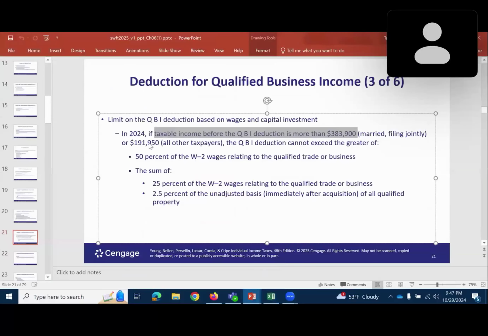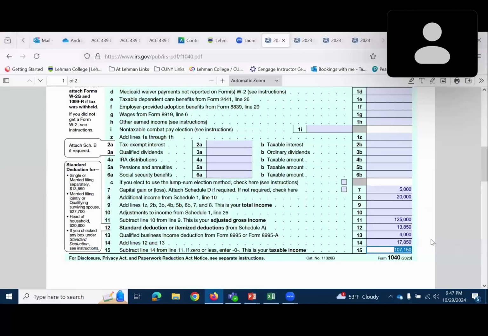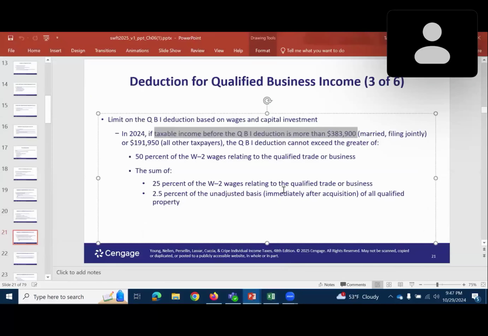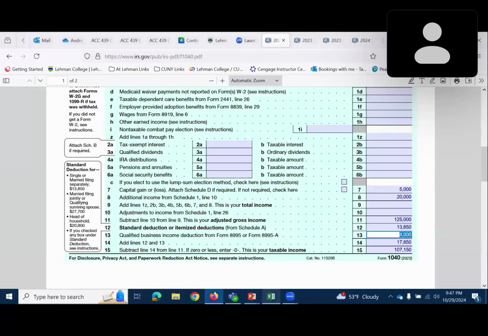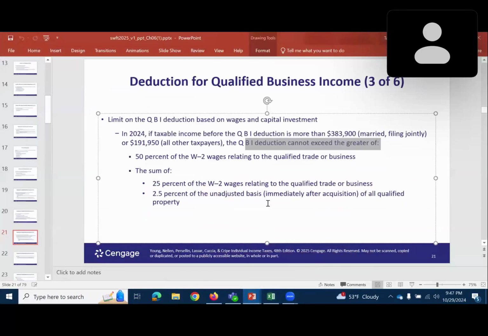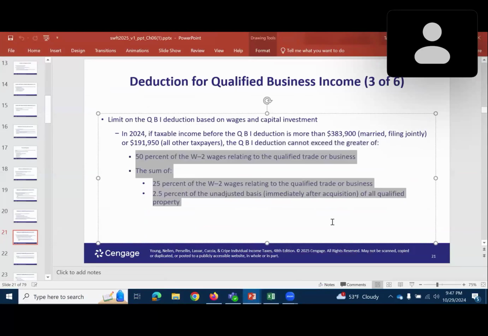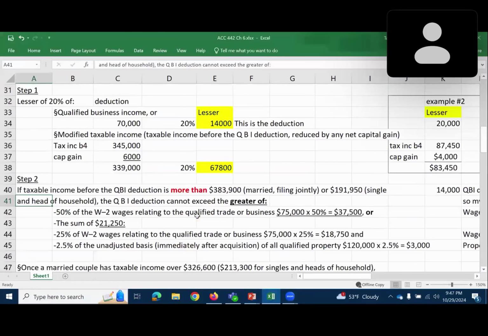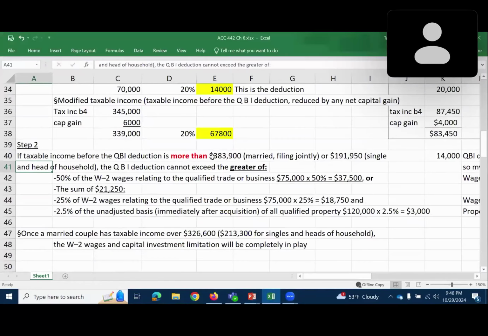So if your taxable income before the QBI deduction, this number before I calculate this number, is more than 383, or 191 if I'm single, my QBI cannot exceed the greater of. So that $4,000 that I did cannot exceed the greater of this and this. So let's go to step 2. If the taxable income is more than, blah, blah.